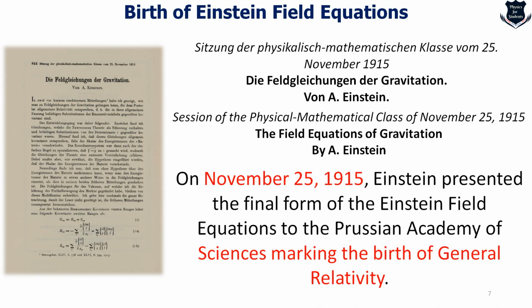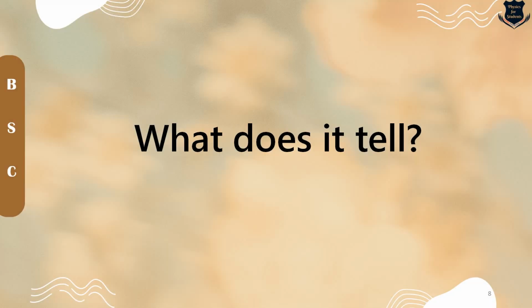So it took almost 10 years, 1905 to 1915, for Einstein to develop it, and it was submitted to the Prussian Academy of Sciences, and it marked what is called the birth of the general theory of relativity. Now, most importantly, once we understand the birth and the genesis of the field equation, we come to the next part, what it actually tells.